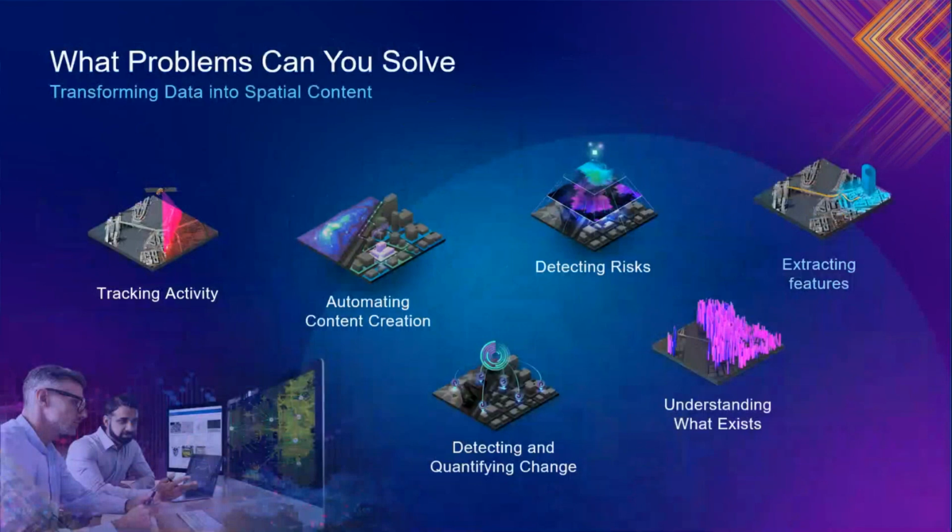And the analysis can be used to solve a lot of problems. Tracking of activities, what changed when. I'd mentioned the creation of content, for example, the reality meshes that I'd shown before. But detecting risks, detecting change, is probably one of the biggest uses of imagery analysis, what has changed on the ground. If you have an old image and a new image, we can then use that to determine what has changed.